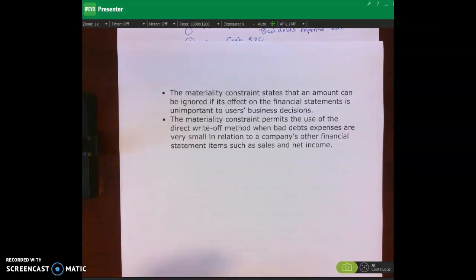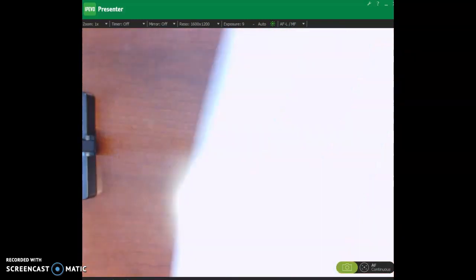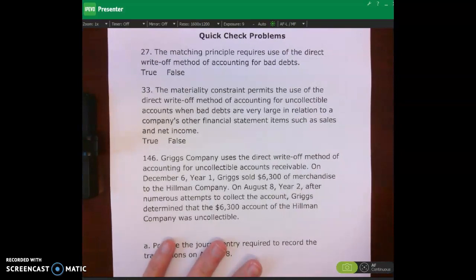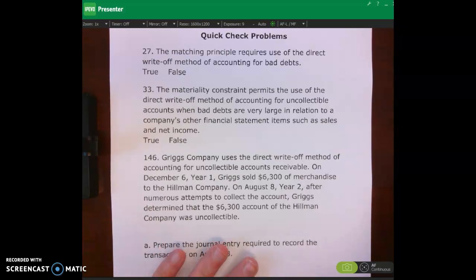Okay, so let's look at page 181 of your course pack, and we have some quick check problems. I want you to pause the lecture video and do these quick check problems, and then we'll come back and check it. Okay, thanks.